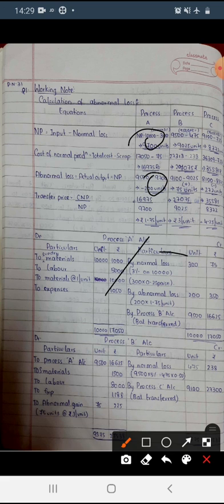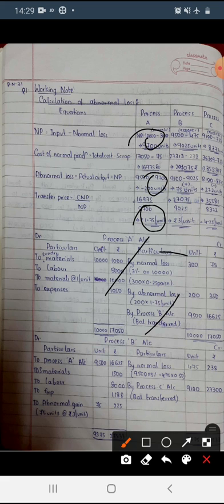Next, by abnormal loss, how is the abnormal loss calculated? 200 units, and per unit you have to take 1.75. 200 into 1.75 per unit, 350. Next, the balance you have to transfer to the process B account.